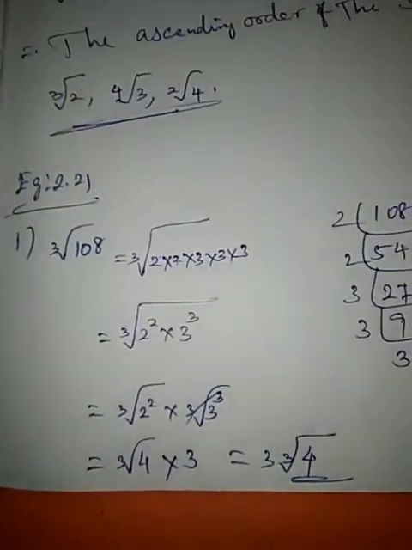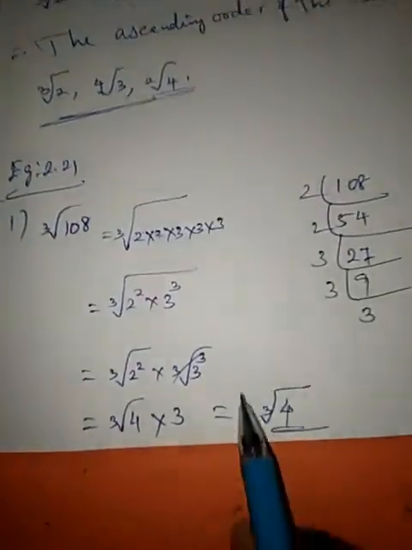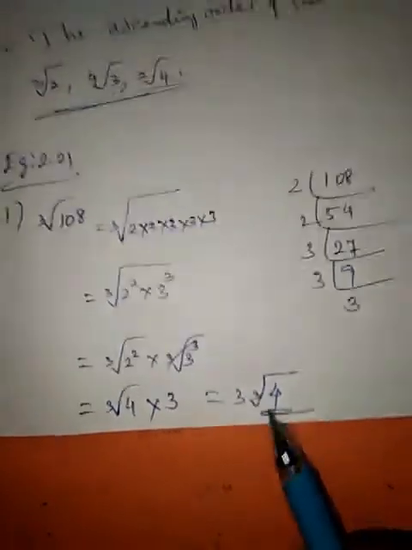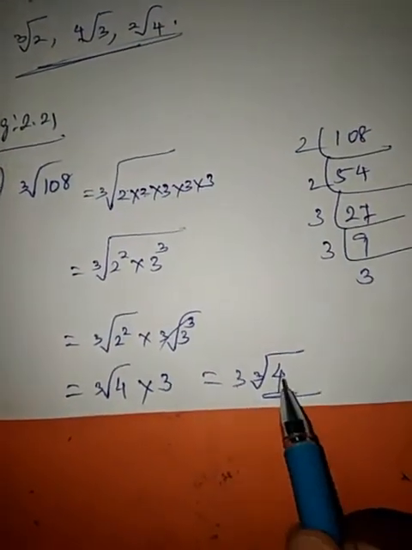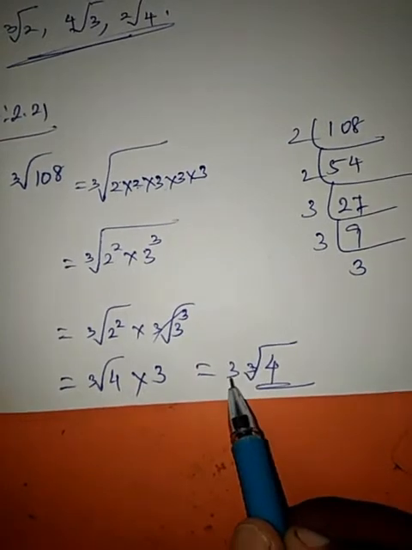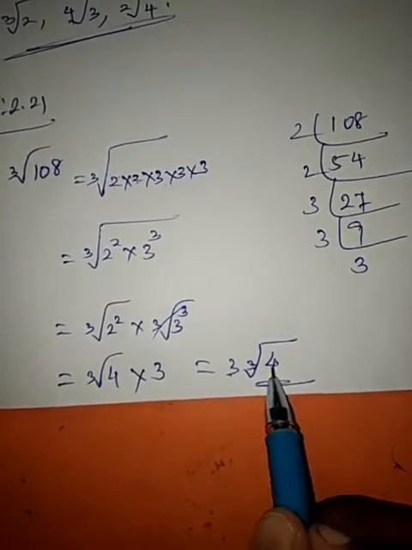Therefore here we want to write the order. The order is 3, the coefficient is 3, and the radicand is 4.